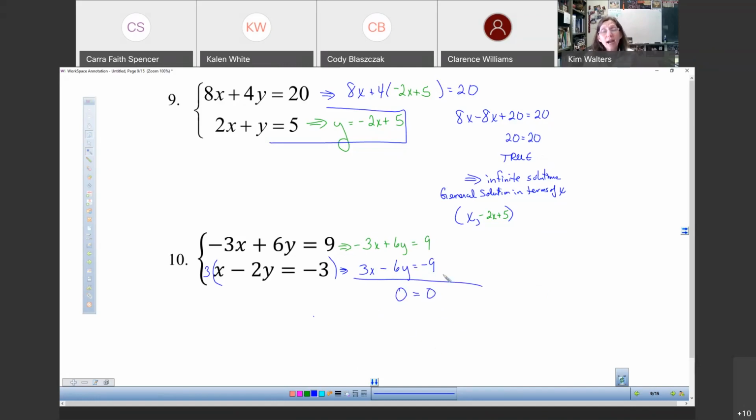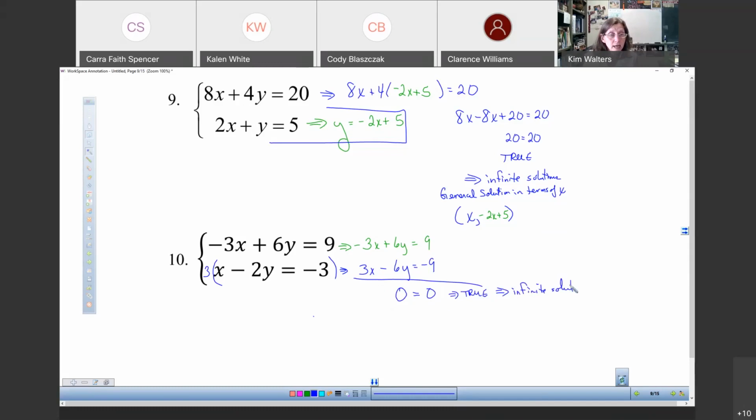I got rid of everything. This just simply means my two lines are exactly the same. One of them is just disguised as the other one. So here we go. This is a true statement, which means that I have infinite solutions.